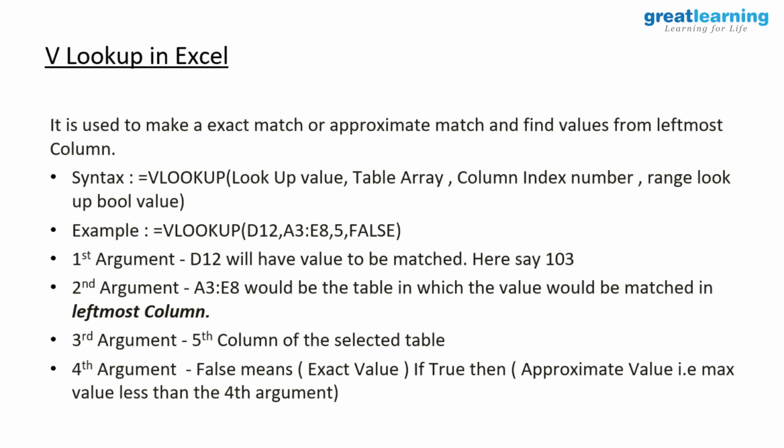would be the range lookup boolean value, that is, whether you want to perform an exact match or an approximate match. So depending on that, we will be writing 1 or 0 over there. So now let's try and find out what this Vlookup is in Excel with an example.